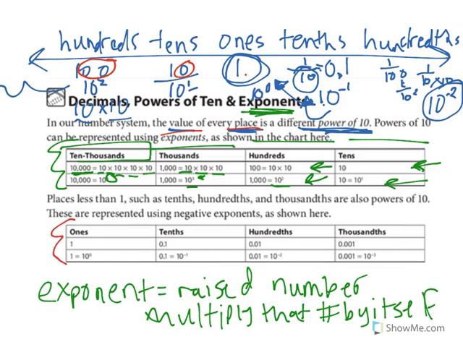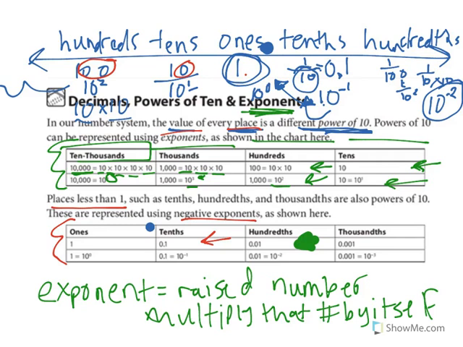So we talked about this in our first place value. Places less than 1, such as tenths, hundredths, and thousandths, are also powers of 10. These are represented using negative exponents. So in something like tenths, which is 1 out of 10, or 1 power of 10 to the right of the decimal, which we would always put after our 1, that's our decimal, okay, is 10 to the negative 1.